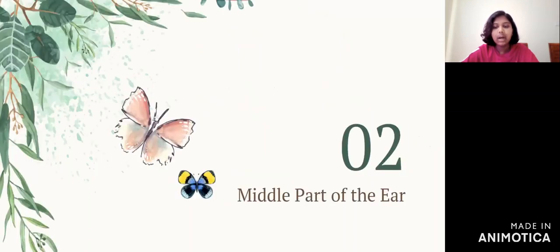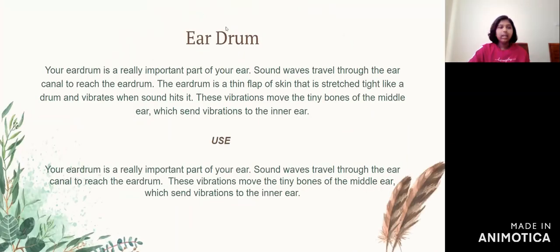Now we will know about the middle part of the ear. Eardrum. Your eardrum is a really important part of your ear. Sound waves travel through the ear canal to reach the eardrum. The eardrum is a thin flap of skin that is stretched tight like a drum and vibrates when sound hits it. These vibrations move the tiny bones of the middle ear, which send vibrations to the inner ear.